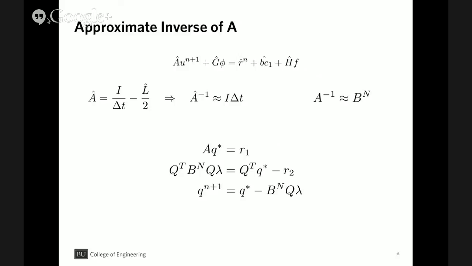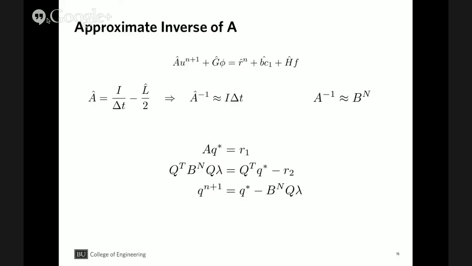And so calculating Q transpose B_n Q, where B_n is the nth order approximation of A inverse, is going to be really easy for the first order form. And actually, this is the form that has been used traditionally in CFD. But I'll get to that in the next slide. But basically, my point is, now that you know an approximate A inverse, you can solve these equations easily.